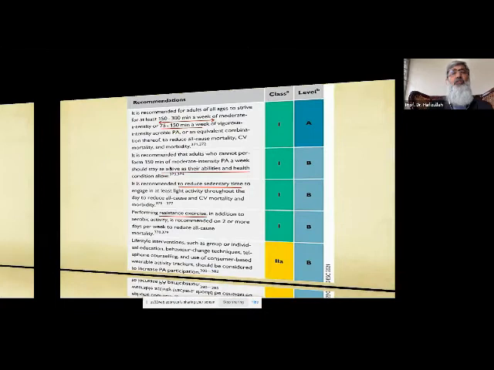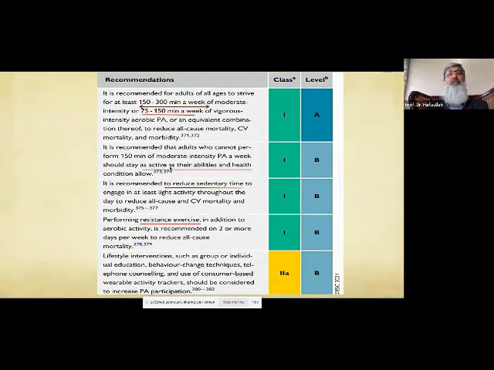And coming on now to exercise. It is recommended that all adults try to have at least 150 to 300 minutes per week of moderate exercise, or 75 to 150 minutes a week of vigorous exercise. So 150 will be 30 minutes every day for 5 days, or perhaps 60 minutes every day for 5 days. That is what is required.